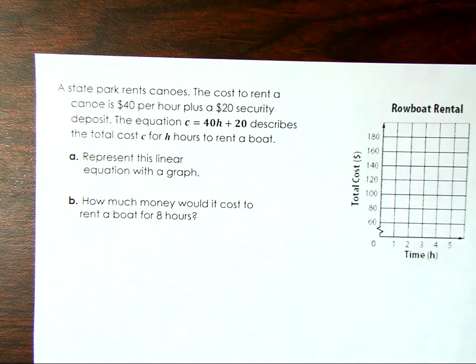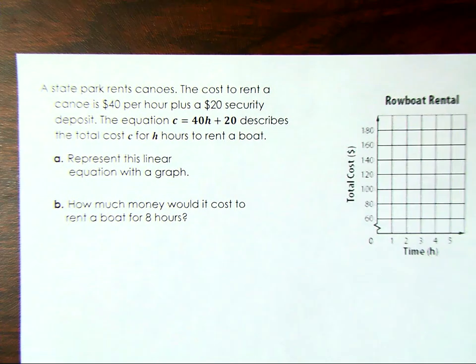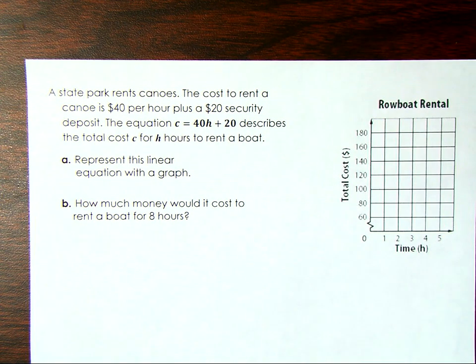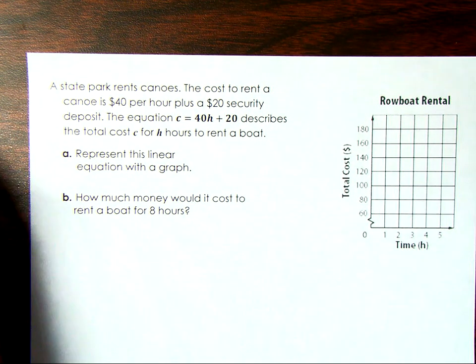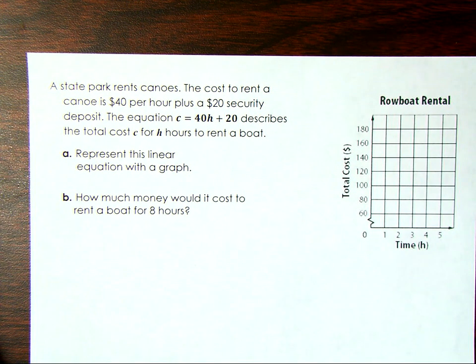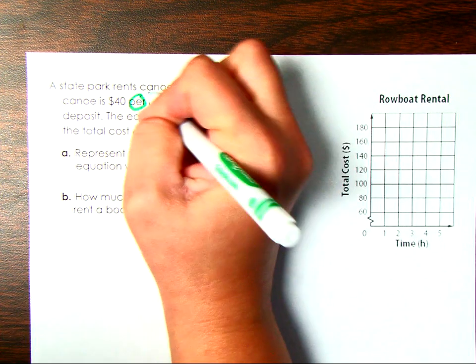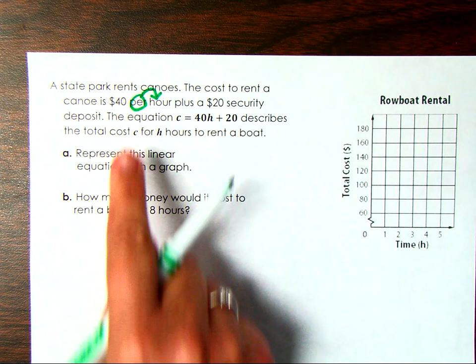All right, the last example I wanted to show you guys was just what would be happening if they're giving you a verbal description with the equation and how you would answer some of those questions. Okay, so it says a state park rents canoes. The cost to rent a canoe is $40 per hour.